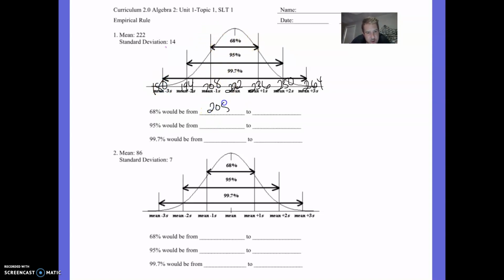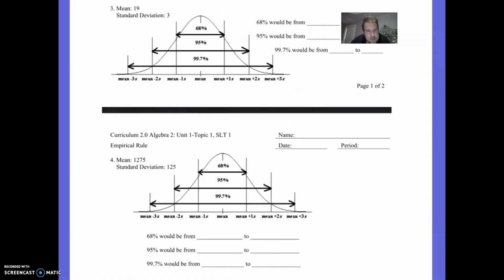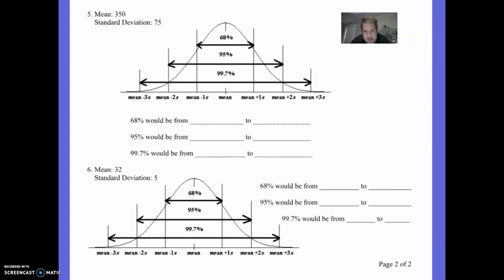So that's from 208 to 236. 2 standard deviations is from 194 to 250. That's everything within 2 standard deviations. And this arrow right here shows everything within 3 standard deviations, which will be 99.7% of the data. And you would just do the same thing for all these questions. So put 86 right here as the mean, and then just count by 7s going up, decrease by 7s going down, and then you can do the same steps.